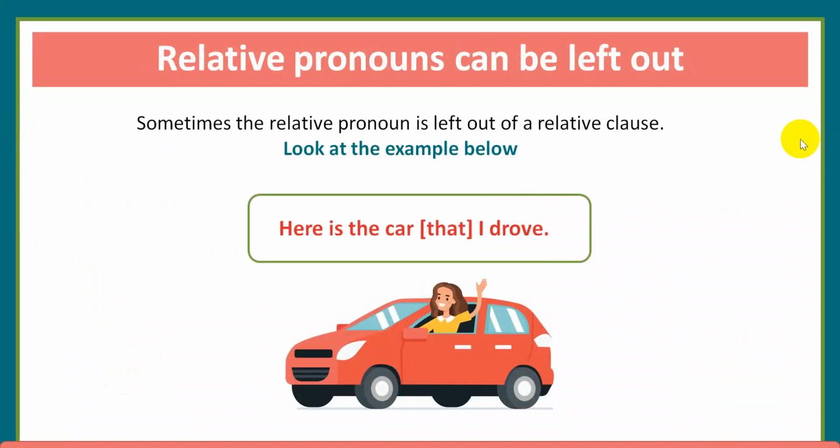Sometimes we can leave out, we can delete, the relative pronoun, and the sentence is still meaningful. Look at this sentence. Sometimes the relative pronoun is left out of a relative clause. Look at the example below. "Here is the car that I drove." We can delete "that" and say, "Here is the car I drove."